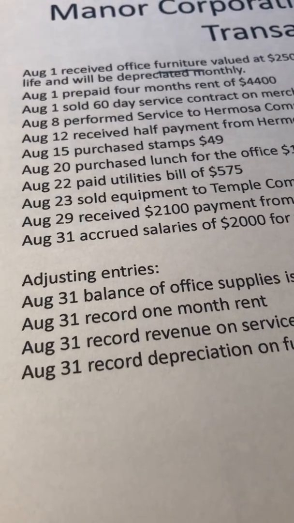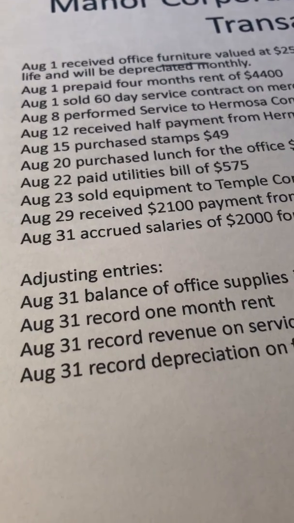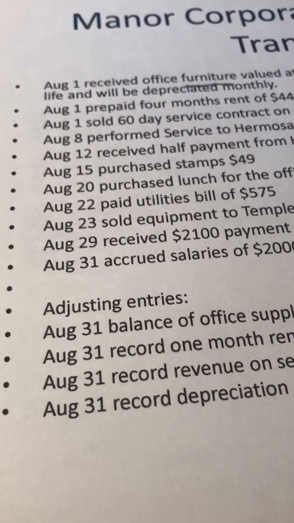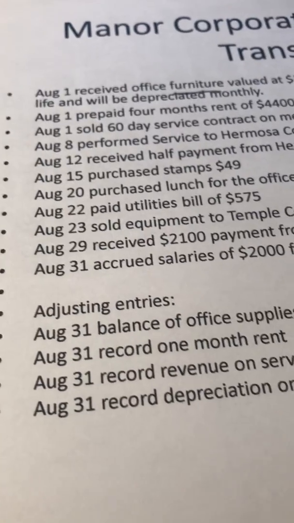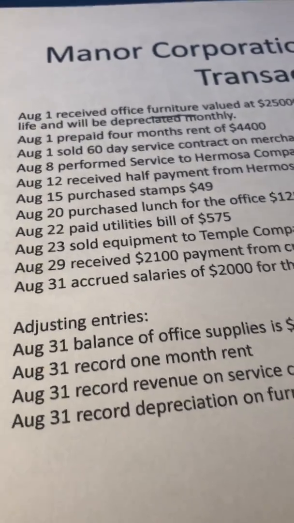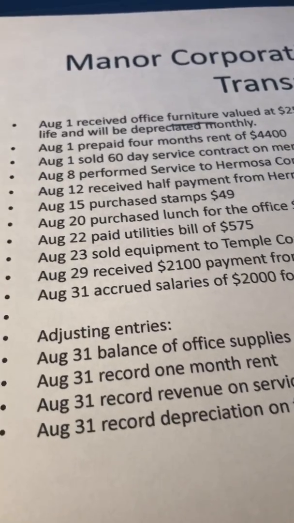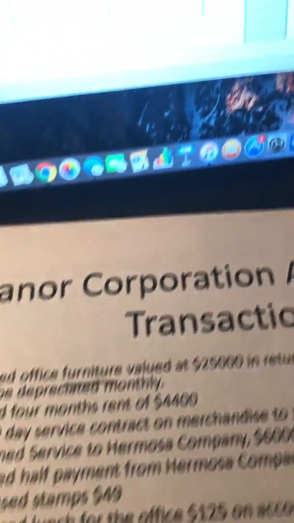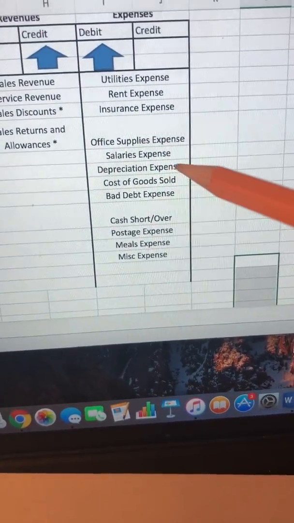So basically what's happening here is all our employees worked for the month of August, but we have a policy we don't pay them until the first of the next month. So even though we're using the cash on September 1st, the work they performed is in August, we have to record the expense in August. So we look over here and we should see salaries expense, and that's what's happening. We have an expense for salaries of $2,000 for the month. So we're going to list that here.